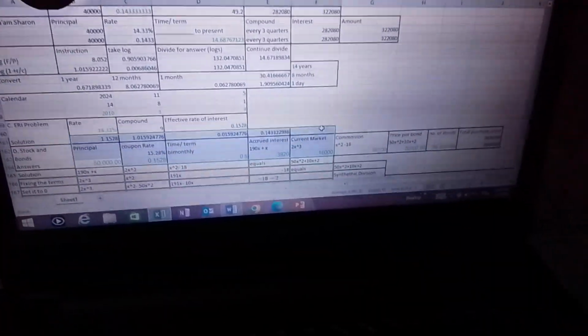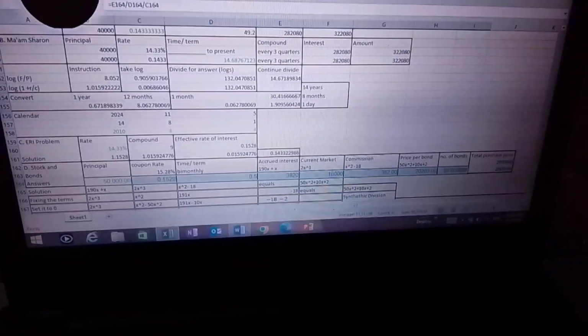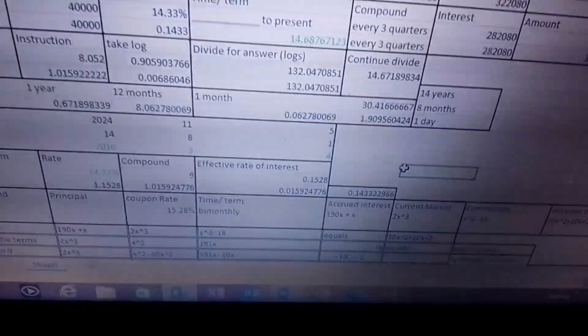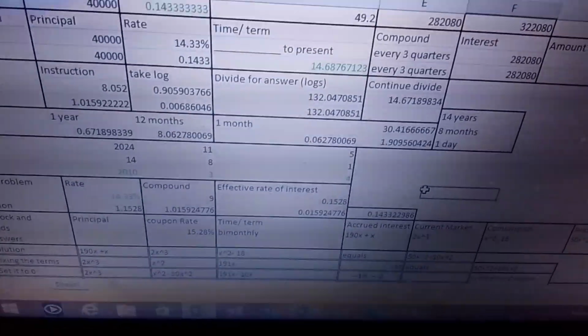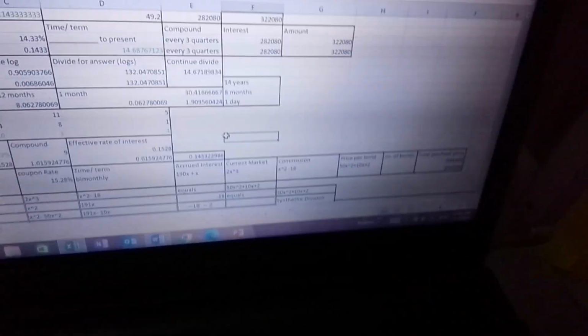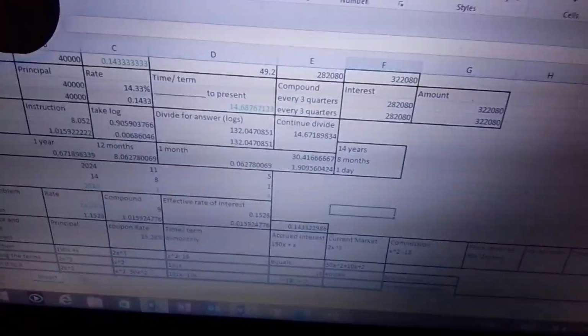So this is what I did. Remember, it says here that our coupon rate is supposed to be 15.28% because of the effective interest rate from the ERI. Our time is bi-monthly, because remember, the word problem says their bonds pay interest bi-monthly. So that is our term, bi-monthly.